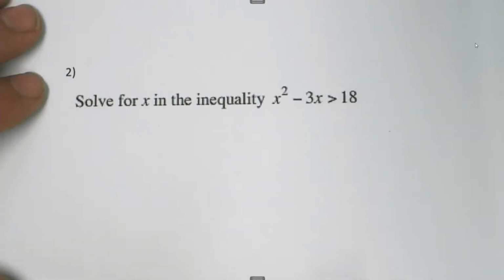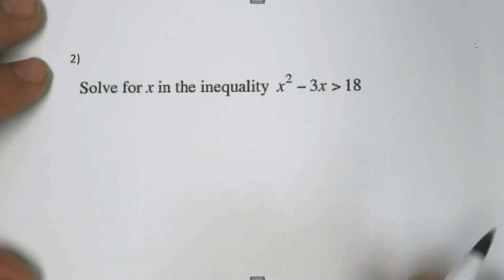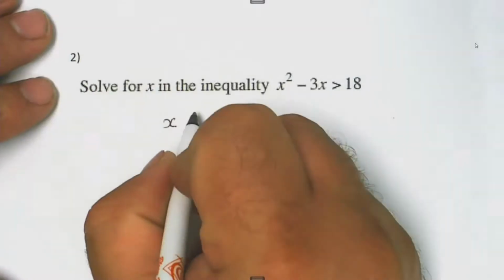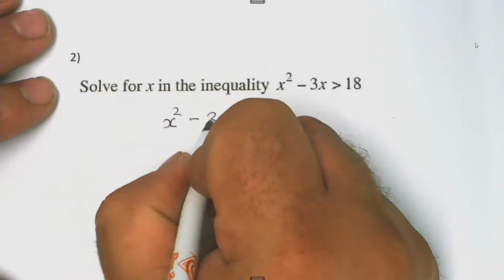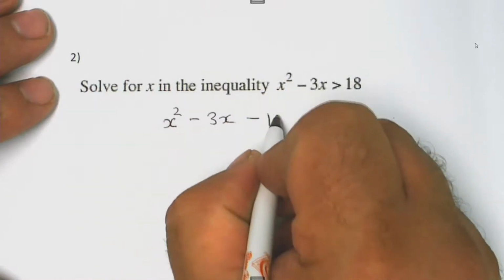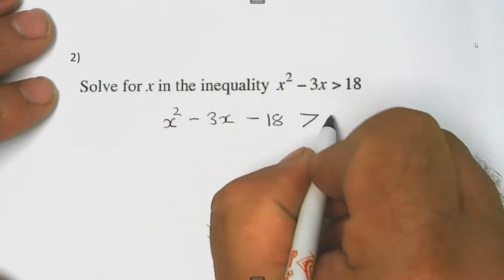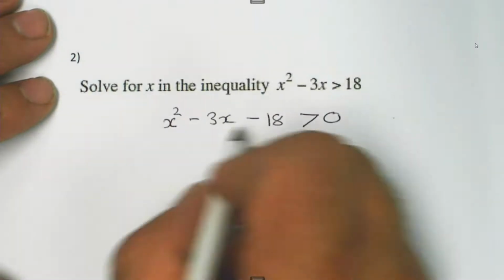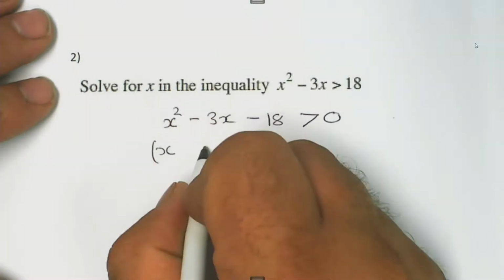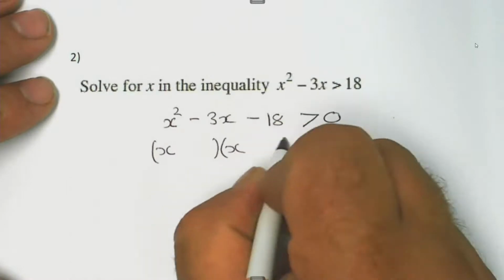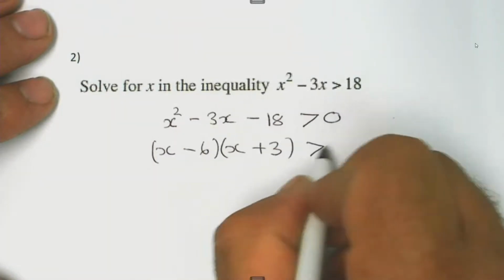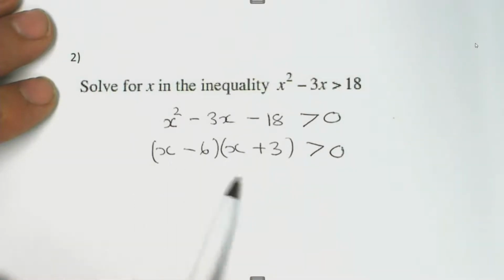Let's look at the following. We've got to solve for x in the inequality. So here we're going to say x squared -3x -18 is greater than 0. Right, then we've got to find the factors. So the factors are x and x. This is 6 and 3, negative, positive, greater than 0. This is plus 3x, negative 6x gives you negative 3x.